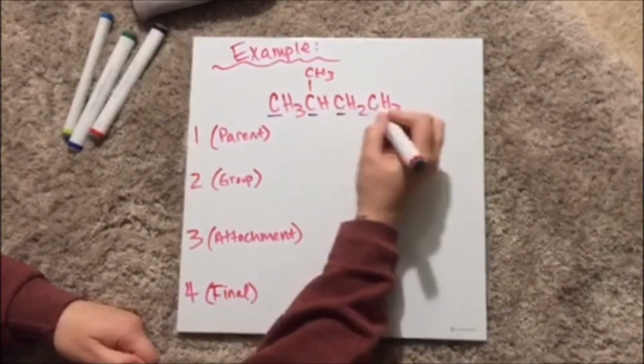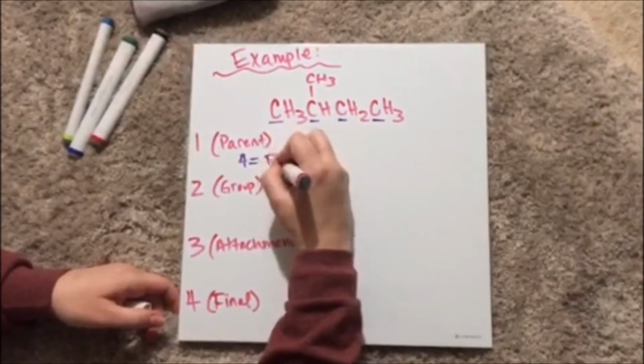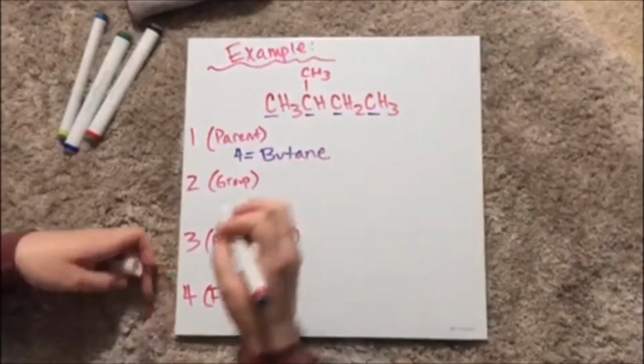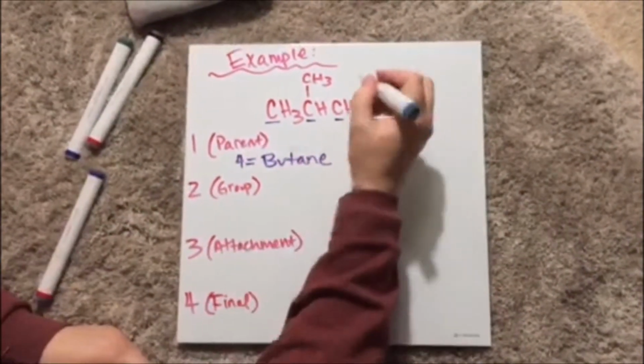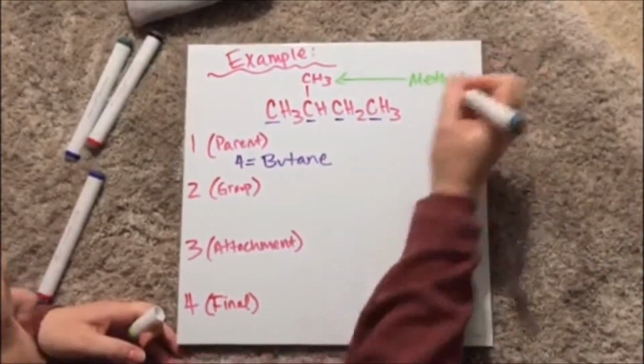We will start with our next example. First, we will start again with finding how many carbons are in the parent chain. Since there are 4, this corresponds with butane. Next, we will determine any substituent groups shown. There is 1, which is methyl.